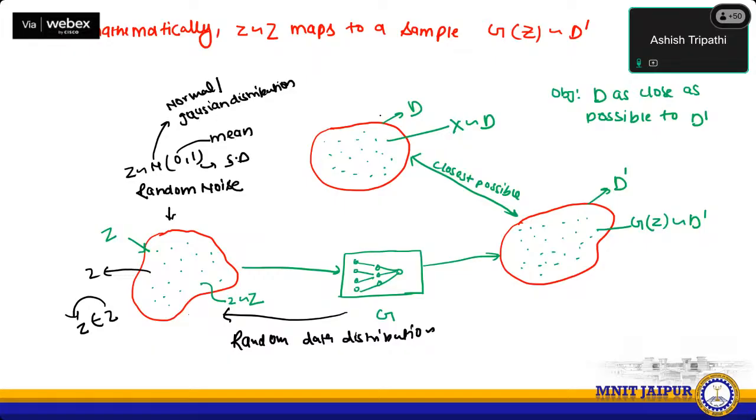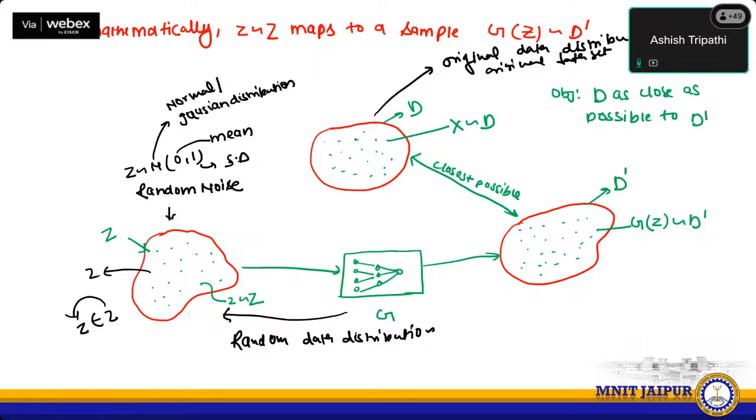And what is this capital D? Capital D is the original data distribution. And where did this come from? From the original data set.